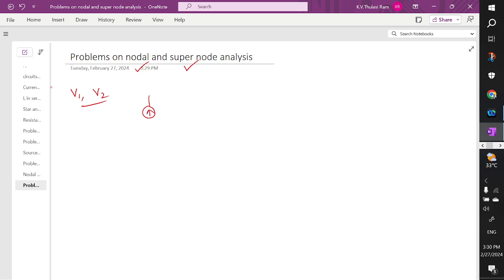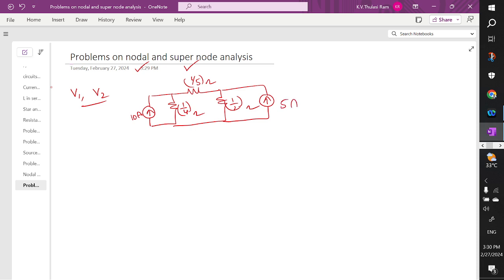This is a source of 10 amperes, connected to a branch of 1/4 ohm, and connected to one more branch of 1/5 ohm, and one more branch of 1/2 ohm and a current source of 5 amperes. You can see here he's asking us to find the unknown voltages V1 and V2. It's very simple for us.